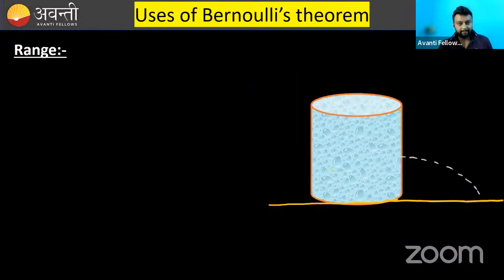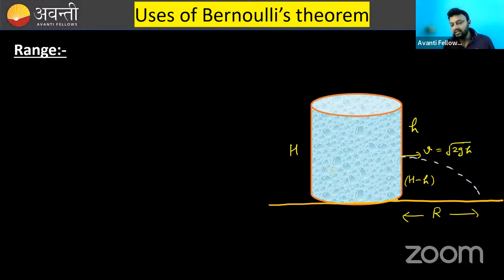Moving further. Now, the second question is, what will be the range of the liquid? What we have used: this height is H, this height is small h, this is H minus h. And this velocity was v, and v was root 2gh. Clear? Now we need to find the range of this liquid. How far will it fall?